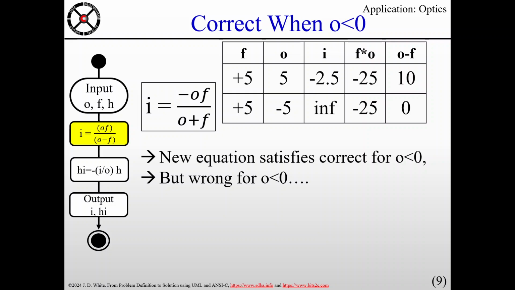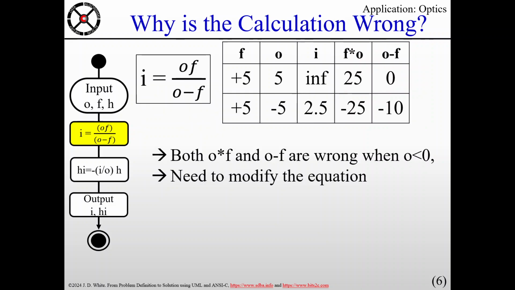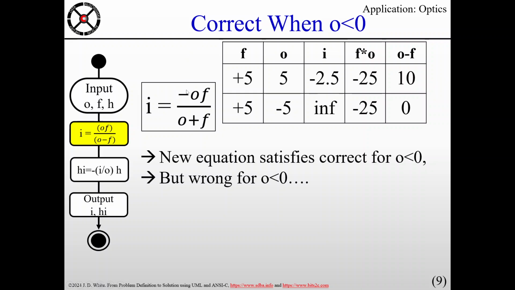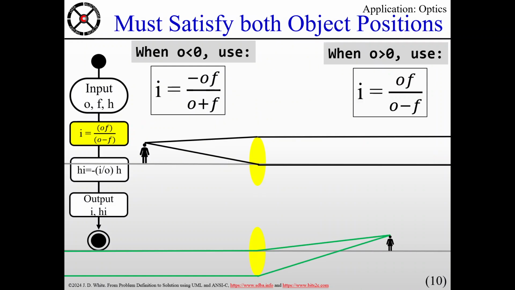Okay, so let's look at this new equation. Now, I can see what's the problem. F times O should be positive 25. So all I have to do is, I want that to be positive, I put a minus sign here. O minus F should then become O plus F. That will give me 0, right? So if I change this to a minus sign and O plus F, now it's correct if we're on the right hand side, but it's going to be wrong if I'm on the left hand side. So the equation is different for me to use on the right hand side and on the left hand side of the lens. Okay? So now I can do my UML diagram.